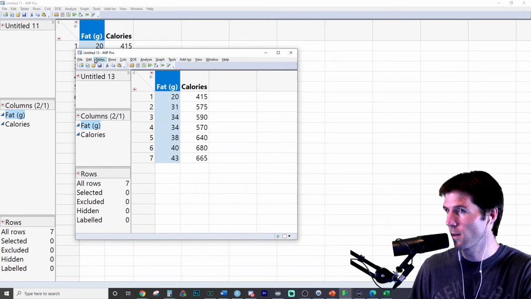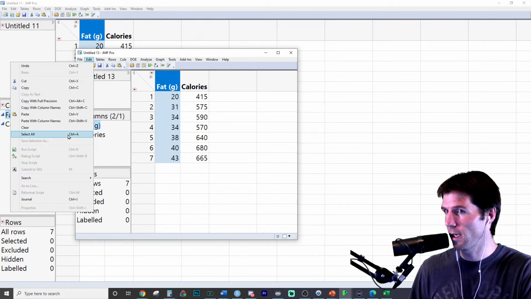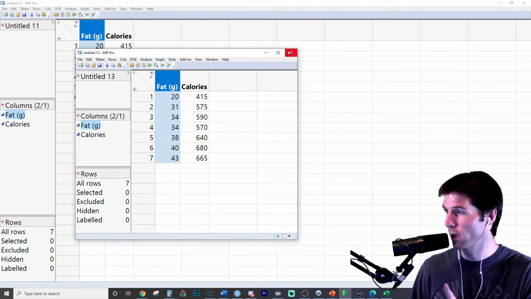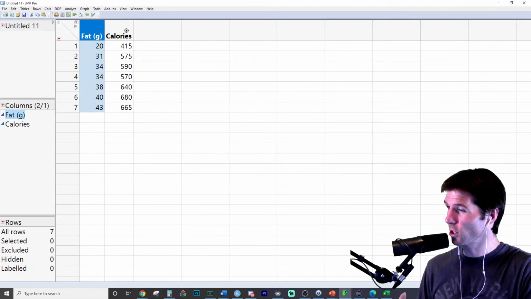I was using the quick keys there, but you can find them up here: File, New, Data Table, and also Edit, Paste with Column Names. Make sure to do it slowly. We did it slowly to start. Now that we have the data inside of JMP, we can actually analyze it.